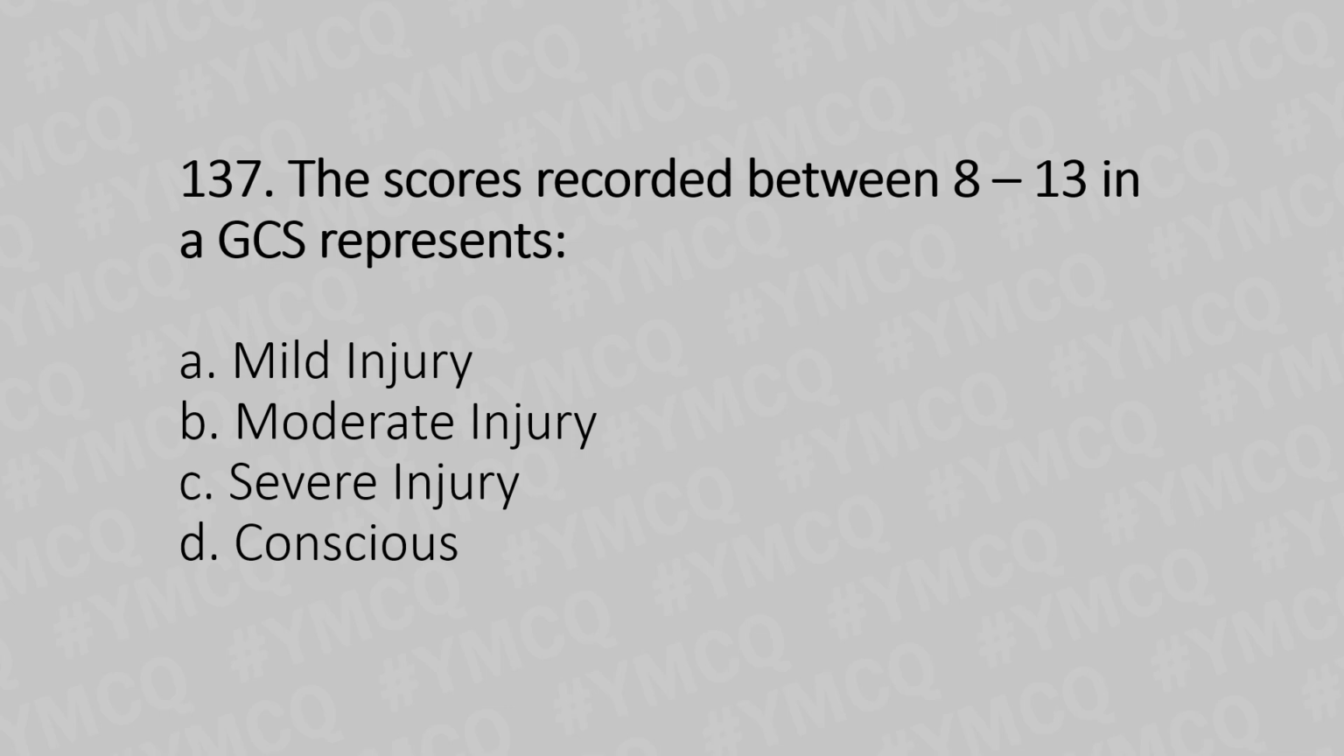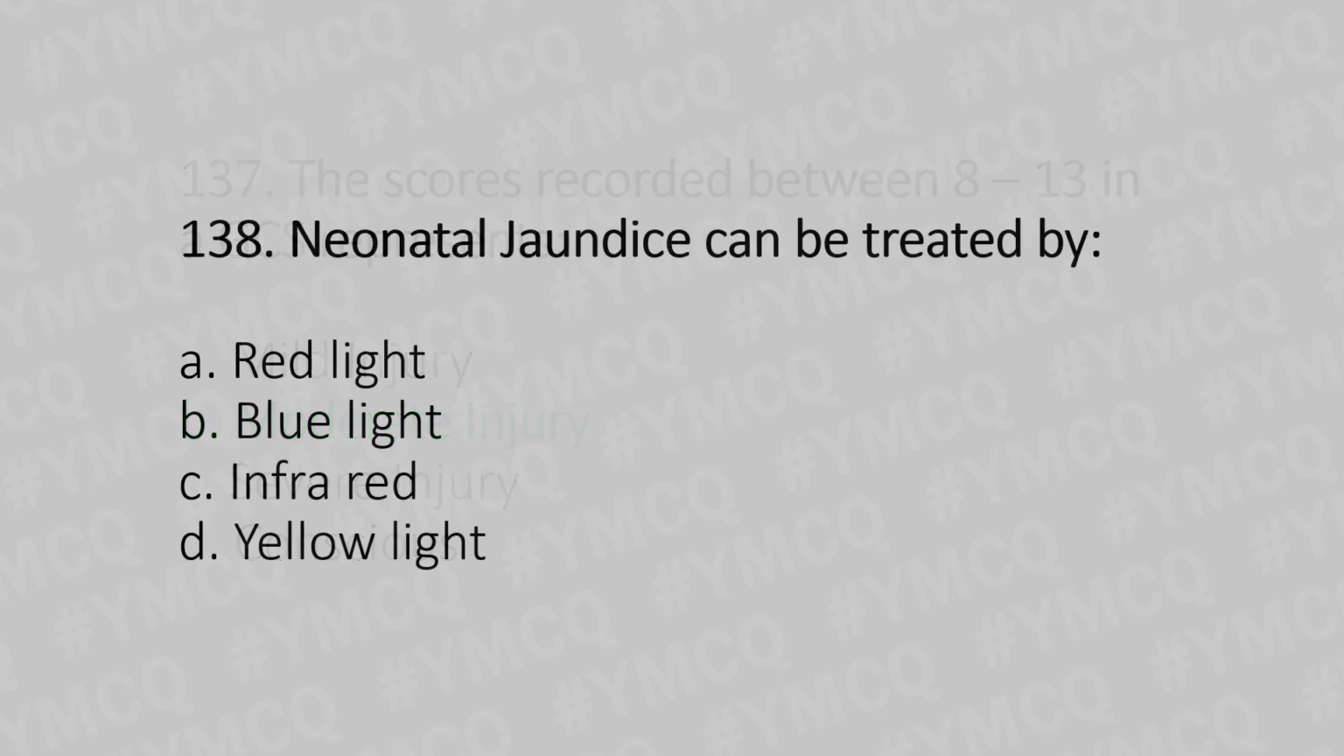Now let's move to question number 137. The score recorded between 8 to 13 in GCS represents: option A, mild injury. Option B, moderate injury. Option C, severe injury. Option D, consciousness. And the answer is option B, moderate injury.